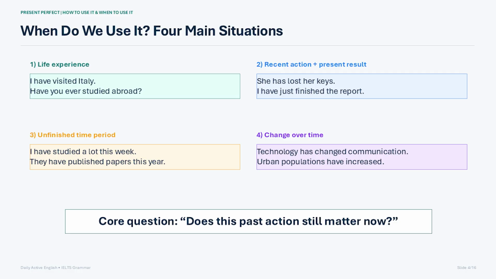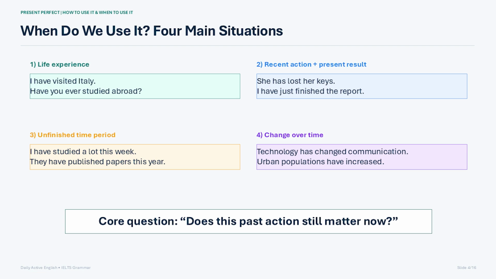There are several important situations where we use the present perfect. First, we use it for life experiences. For example, I have visited Italy. This means that visiting Italy is part of my life experience. The exact time is not important.